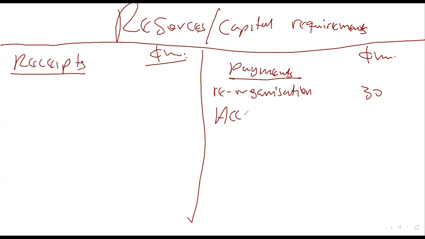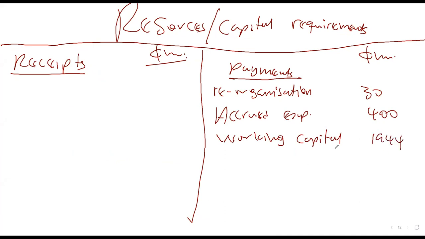So I'm writing here accrued expenses 400. Then write your working capital requirement. That's one of the dangerous workings we are going to do. In the event where you cannot do it, don't worry yourself. Write any figure of your choice. Probably your date of birth. 1944. Yes, that's my date of birth. You put it there, 1944.